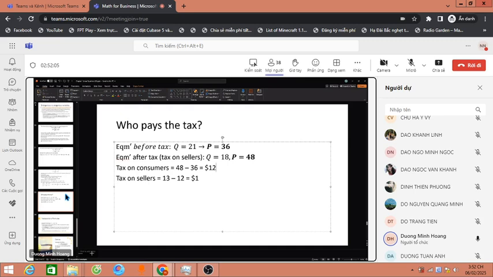In this case, $12 of tax applies to the consumer. Sellers have to only pay $1 in tax. Any questions? Oh, good.